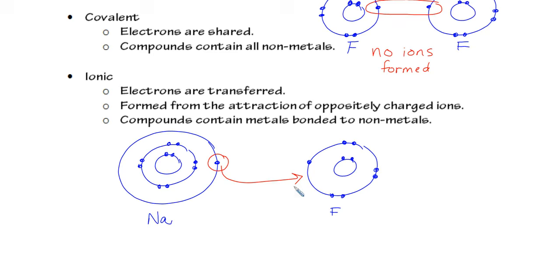This usually occurs between metals and nonmetals, and 99% of the time it's the metal that'll lose the electron and the nonmetal that'll gain. Now when we talk about forming a charge, it's all about a balance between protons and electrons. So let's look at atoms versus ions.